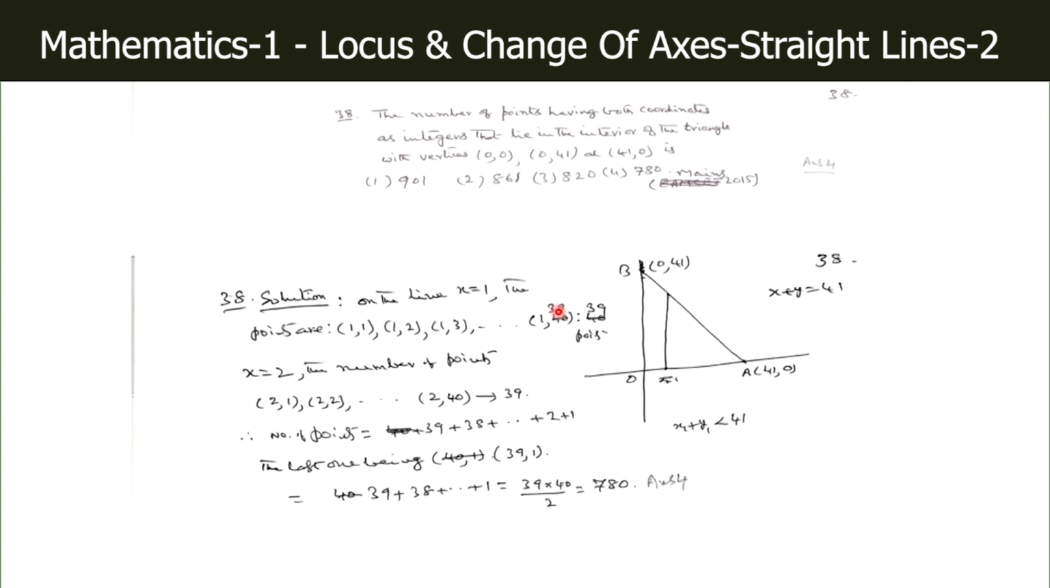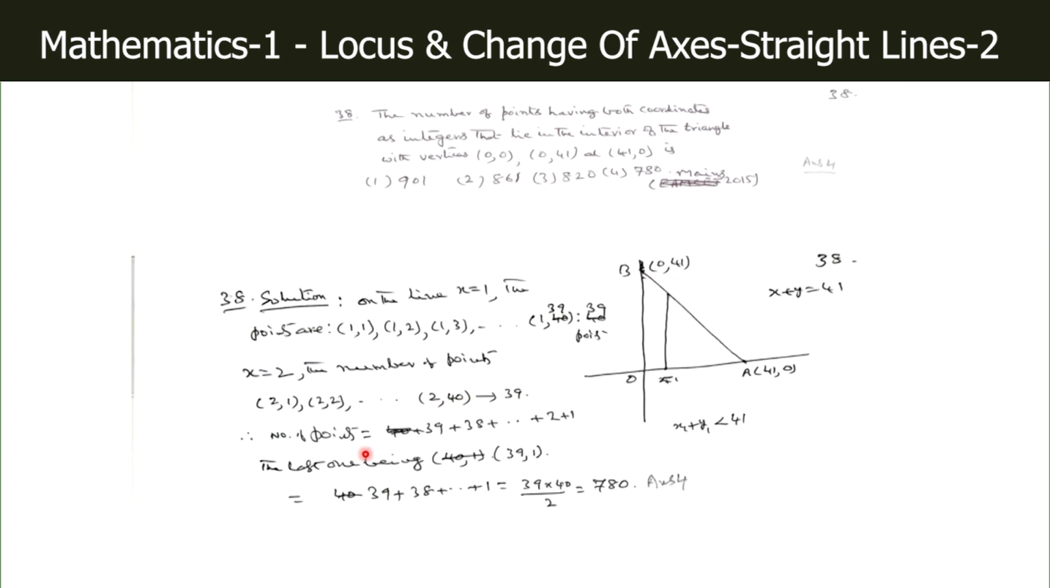So, on the line x is equal to 1, the points are (1, 1), (1, 2), (1, 3), etc., (1, 39). So, the number of points is 39. Similarly, on the line x is equal to 2, the points are (2, 1), (2, 2), (2, 3), etc., (2, 38), which is 38.